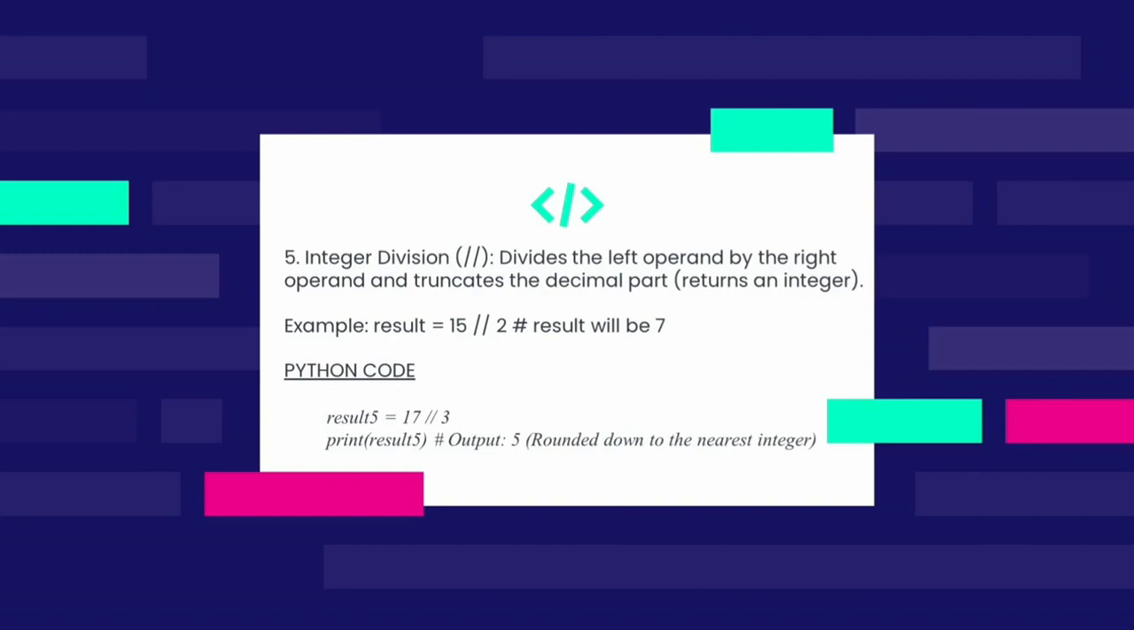The integer division operator divides the left operand by the right operand and truncates the decimal part. Here in the example where 15 is divided by 2, the expression 15 // 2 is evaluated, which results in 7, but the decimal part is truncated. The result of the integer division operation, 7, is then assigned to the variable named result here.